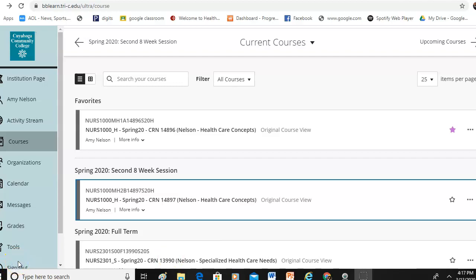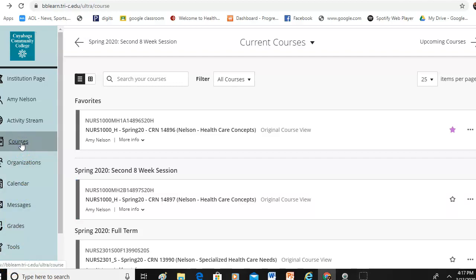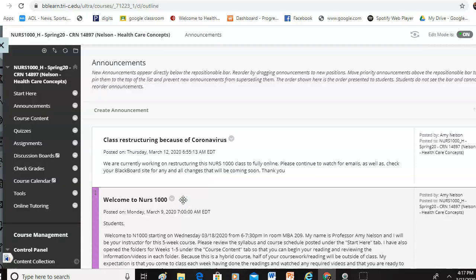Okay, so first we're going to start with how you would access your course. Once you go to your Blackboard site, you're going to click where it says courses, and then you're going to choose your course. Our course number, our CRN, is 14897, and it'll say Nelson Healthcare Concepts. Once you click on that, your site will look similar to this.